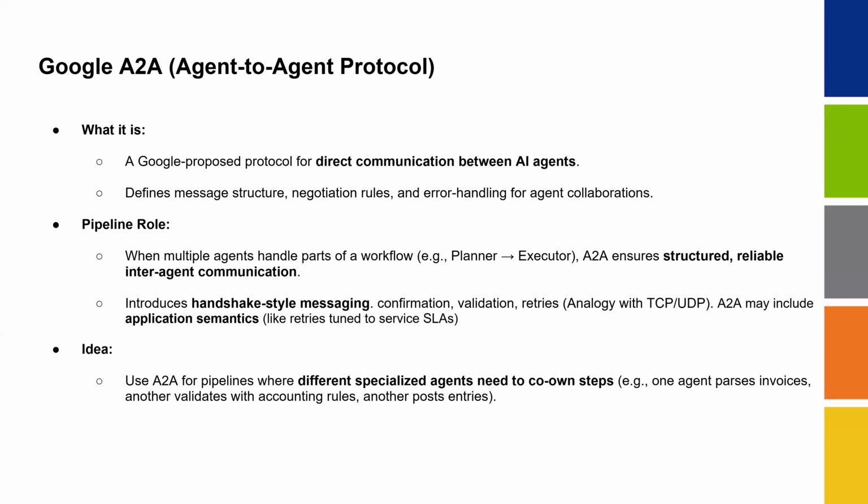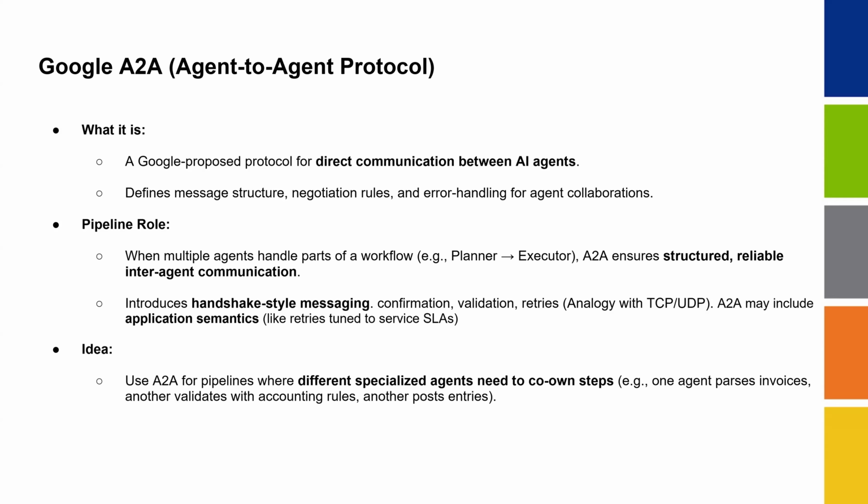We have the Google Agent-to-Agent protocol as well, and this is another level of standardization. It is a Google-proposed protocol for direct communication between AI agents. It defines message structure, negotiation rules, and error handling for inter-agent collaboration. We have pipelines of planner to executor, and it introduces handshake-style messaging, so confirmation, validation, and retries. A2A may include application semantics, like retries tied to service SLAs, etc.